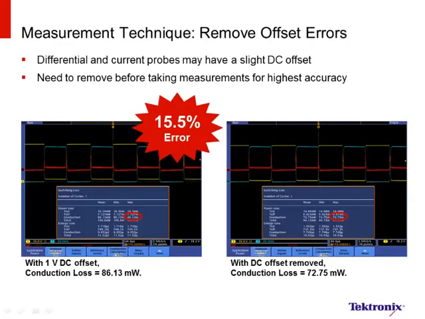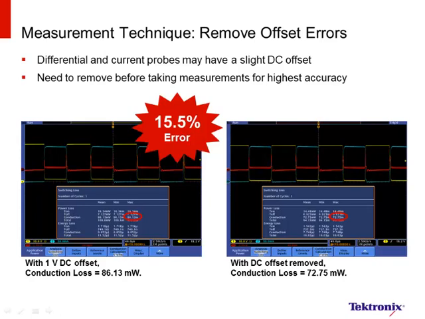Another measurement concern is probe offset. Differential and current probes may have slight DC offset errors. This offset should be removed before making measurements because it can affect accuracy. For example, these screenshots show switching loss measurements. When the switch is in the on state, the current passing through the switch is quite high. The voltage, however, should be zero in an ideal switch. If the voltage probe has an offset, then the voltage will appear higher during the on state than it truly is, leading to an inaccurate measurement for conduction loss.